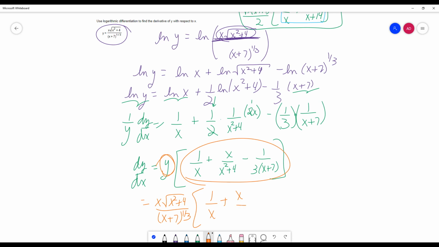And as I said, you can leave it like that. Very seldom do teachers make you simplify that. But if they do, then that's just finding common denominators, right? That's nothing but a heartbeat.